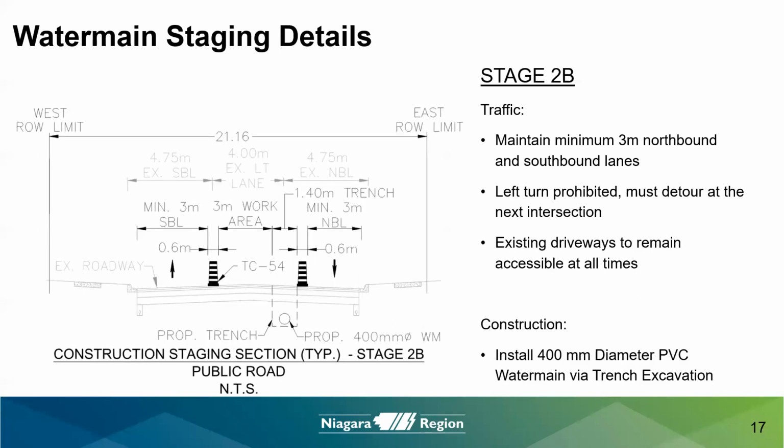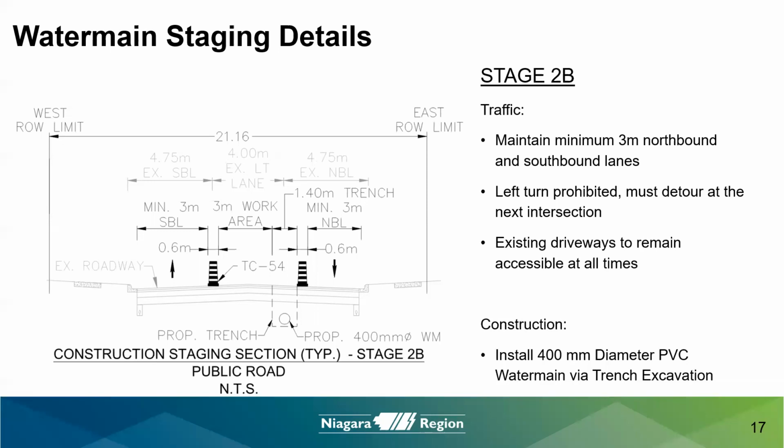This cross-section view is taken from a vantage point of looking south along Ontario Street towards King Street. For stage 2B, from just north of North Lane to just south of May Street, and from north of Friesen Boulevard to Homestead Drive, the water main will be staged so that a minimum of 1 3-meter wide northbound and southbound lane is maintained. Driveways will remain accessible during construction.